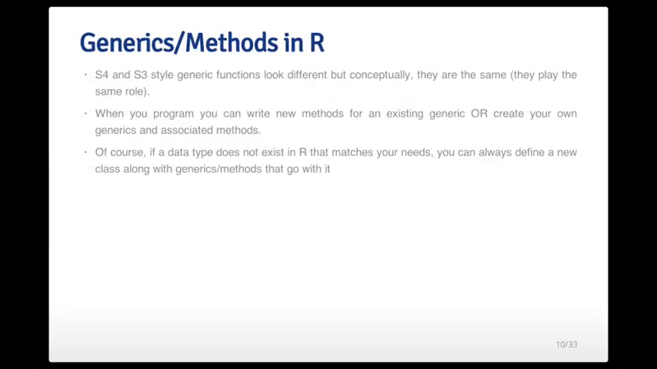So that's the idea behind classes in R. Generics and methods are these types of functions that you'll write to implement functionality for certain types of classes. S4 and S3 style generic functions will look different, but they are conceptually the same. They play the same role. When you program, you can write new methods for an existing generic. There may be a generic like plot that's already out there, and then you'll write a new method for a new type of data. But there may be new generics that you create. So you might create a new generic function for doing a new operation, and then you'll have to write the generic and the method for a given data type.